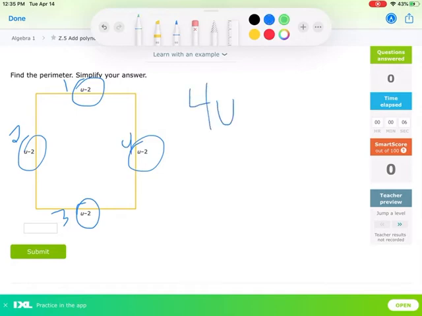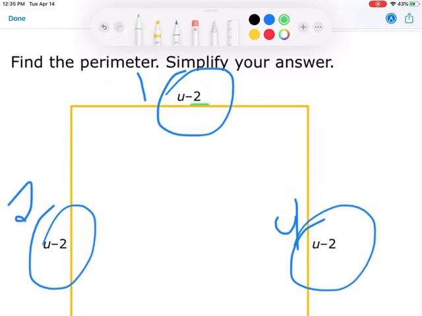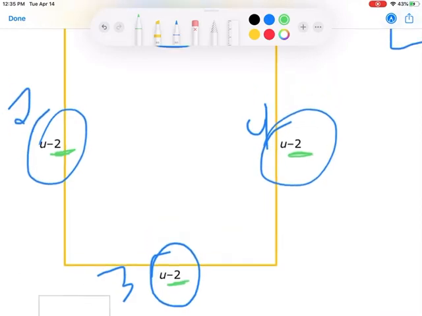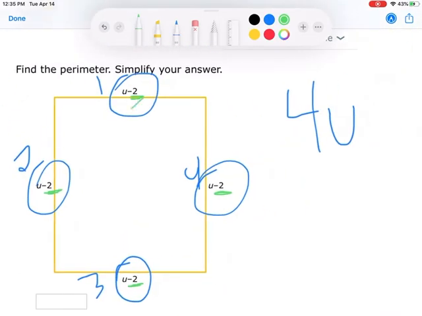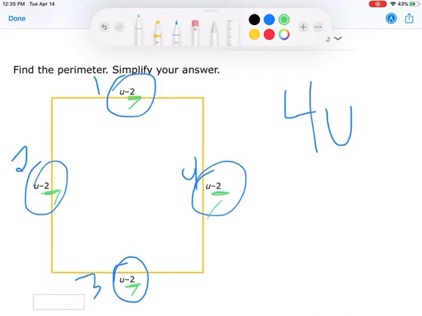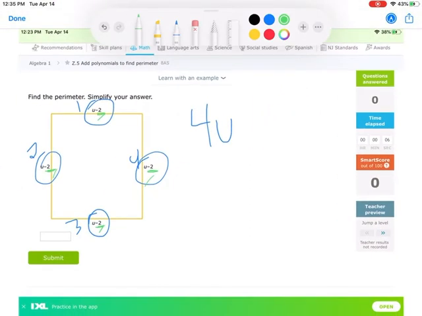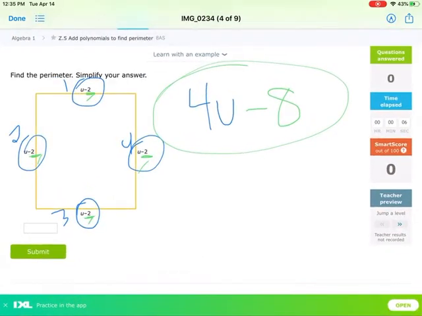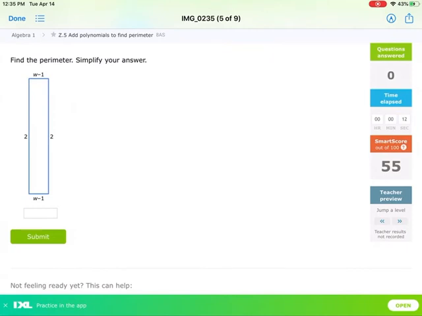All right, now I'm going to add up all of my constants, my coefficients. -2, -2, -2, and -2. That is going to be 2, 4, 6, 8. So it's -8. So we got 4 u's, and I'm going to take away 8. That is your answer. There you go. Add up all your like terms. 4 u's, take away 8. All right. Whew. Moving on. Done. That's Z5, first section.